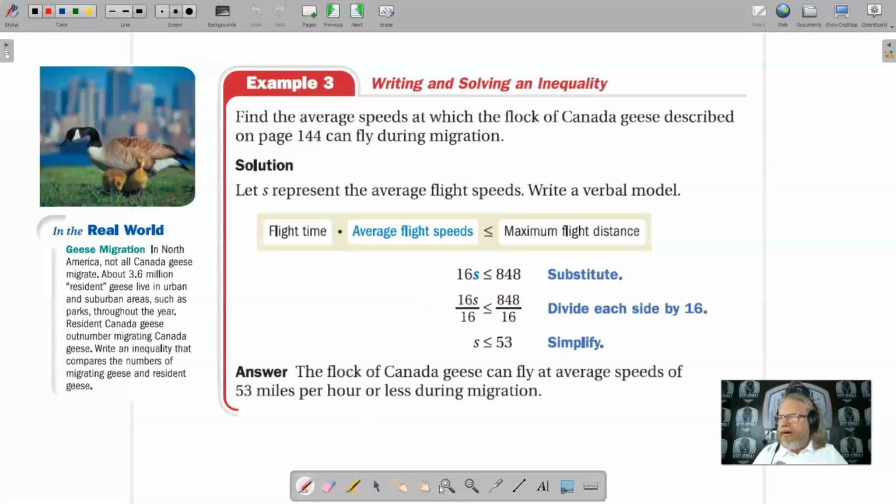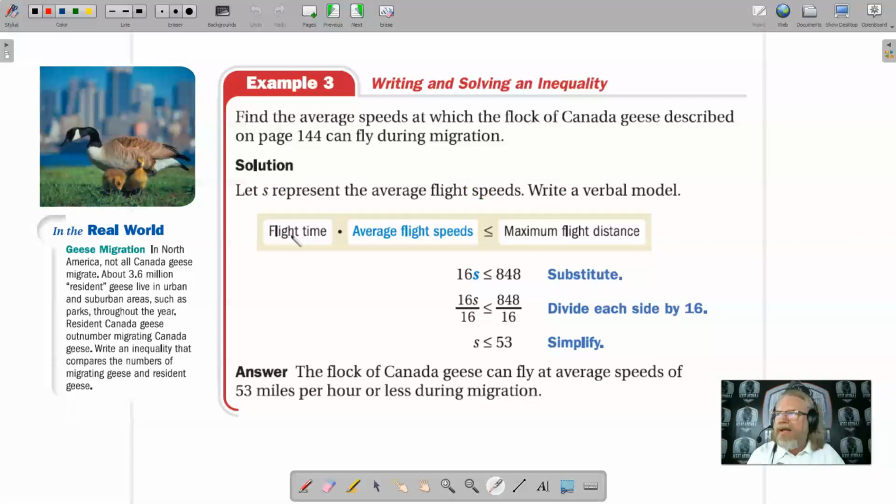And now we come to our geese problem here, right? Write and solve an inequality. So we need to find the average speed at which the flock of Canada geese, described on page 144, that was our first slide that we started with, can fly during migration. So our solution is we're going to let S represent the average flight speed. So S is representing our average flight speed. We're going to write a verbal model.